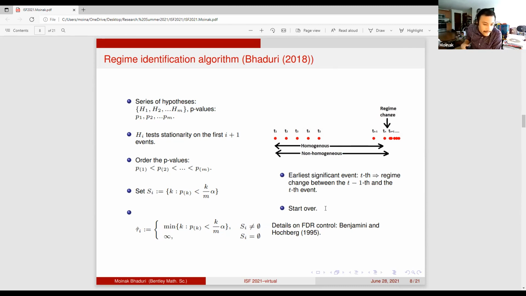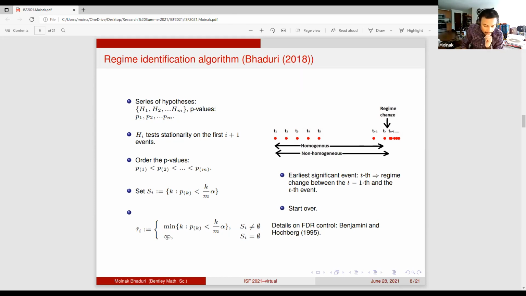There are a few technical ideas that you have to be careful about because you're doing a sequence of tests: your probability of type 1 error gets inflated, so you have to control the false discovery rate. There's also the problem with a null set: if you find no changes at all, what's your convention? But barring those, this remains the overall idea, okay?